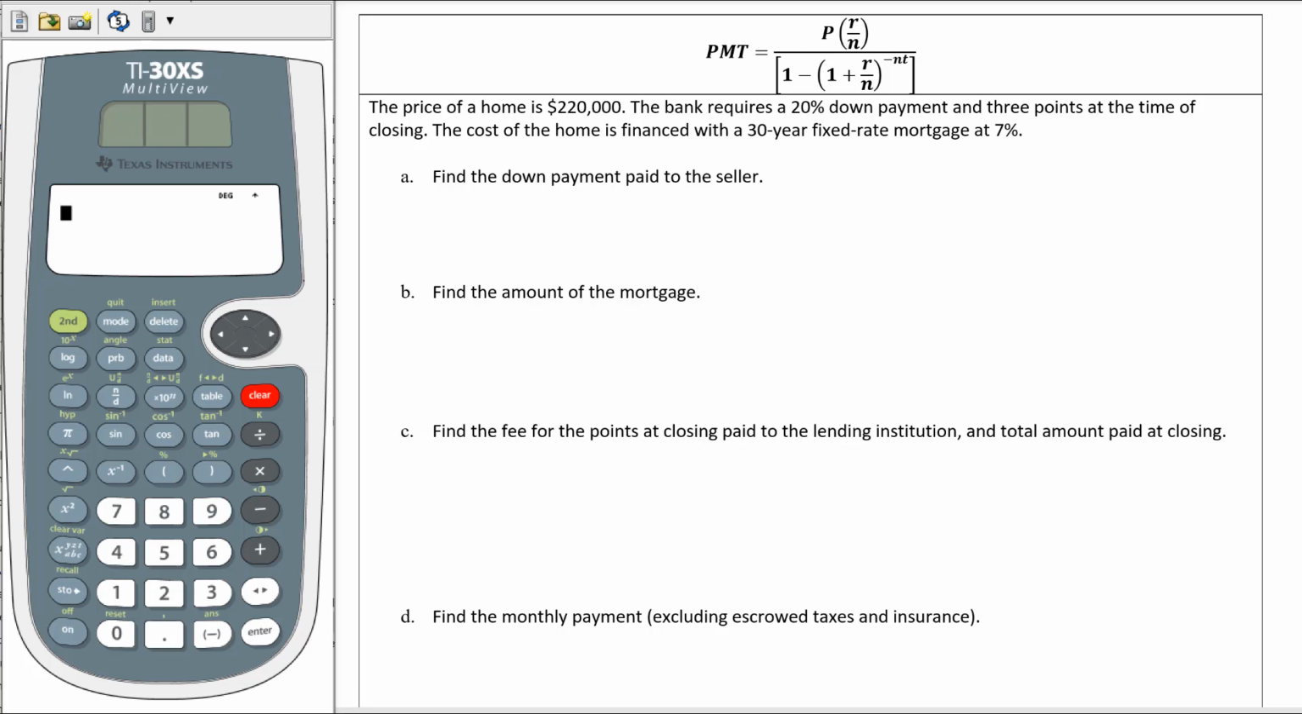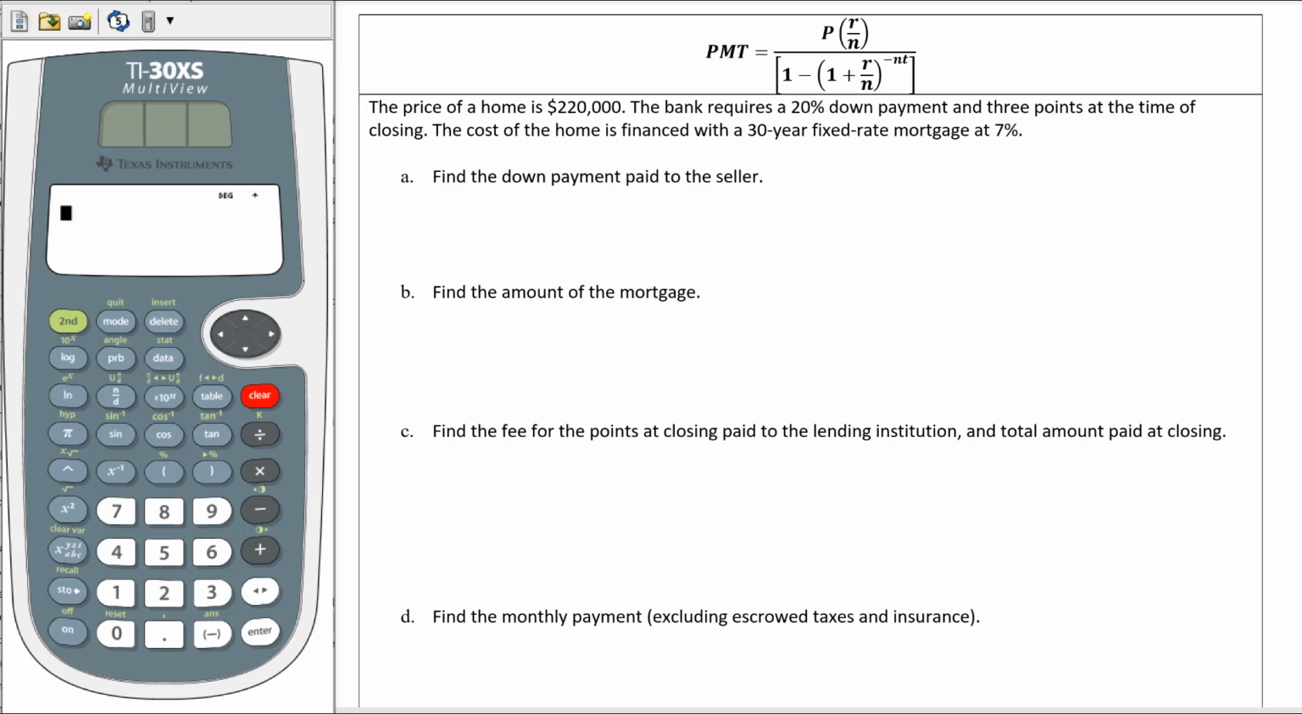In this next example, we have some more components. We have the down payment and the points that we've added into the example, so we're going to learn how to find those. So the price of a home is $220,000. The bank requires a 20% down payment and 3 points at the time of closing. The cost of the home is financed with a 30-year fixed rate mortgage at 7%.